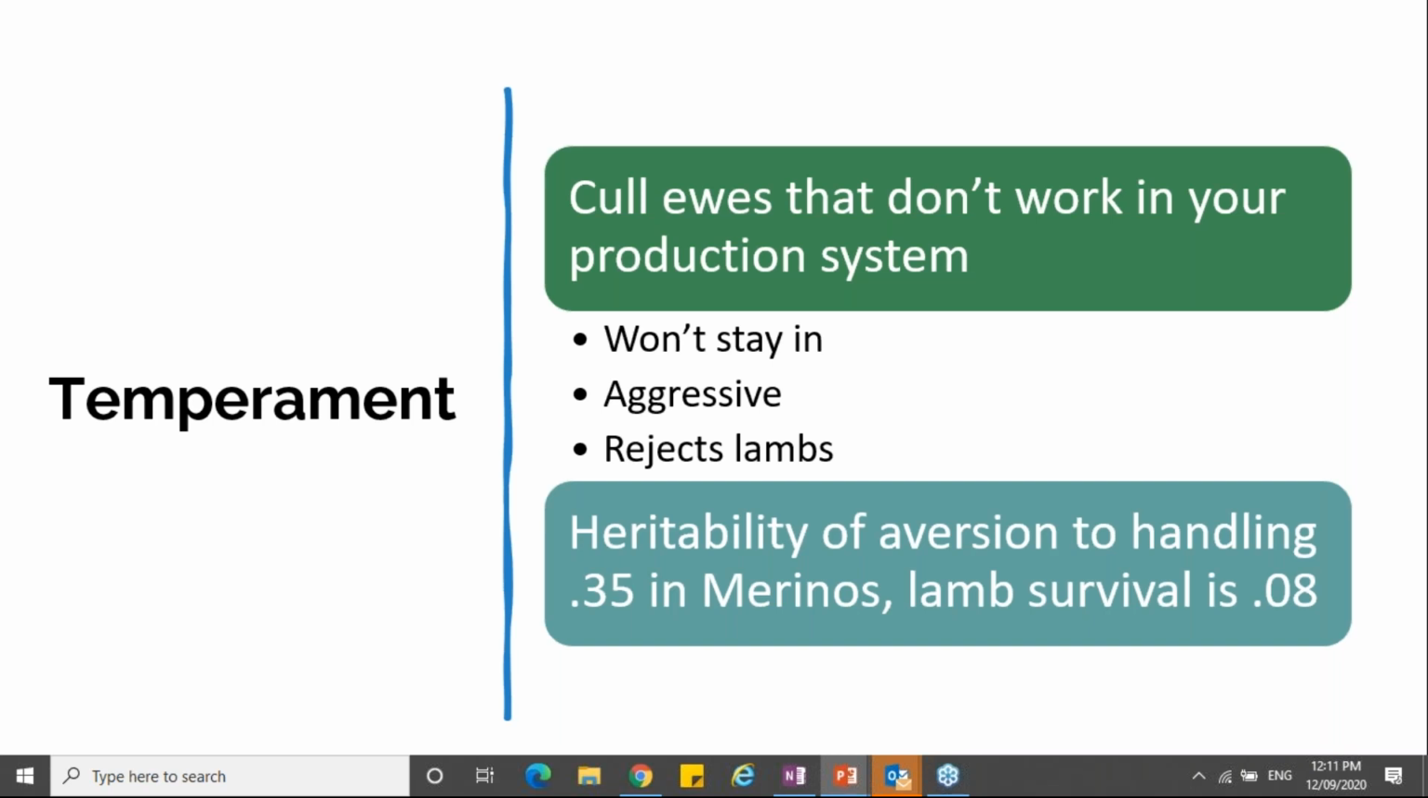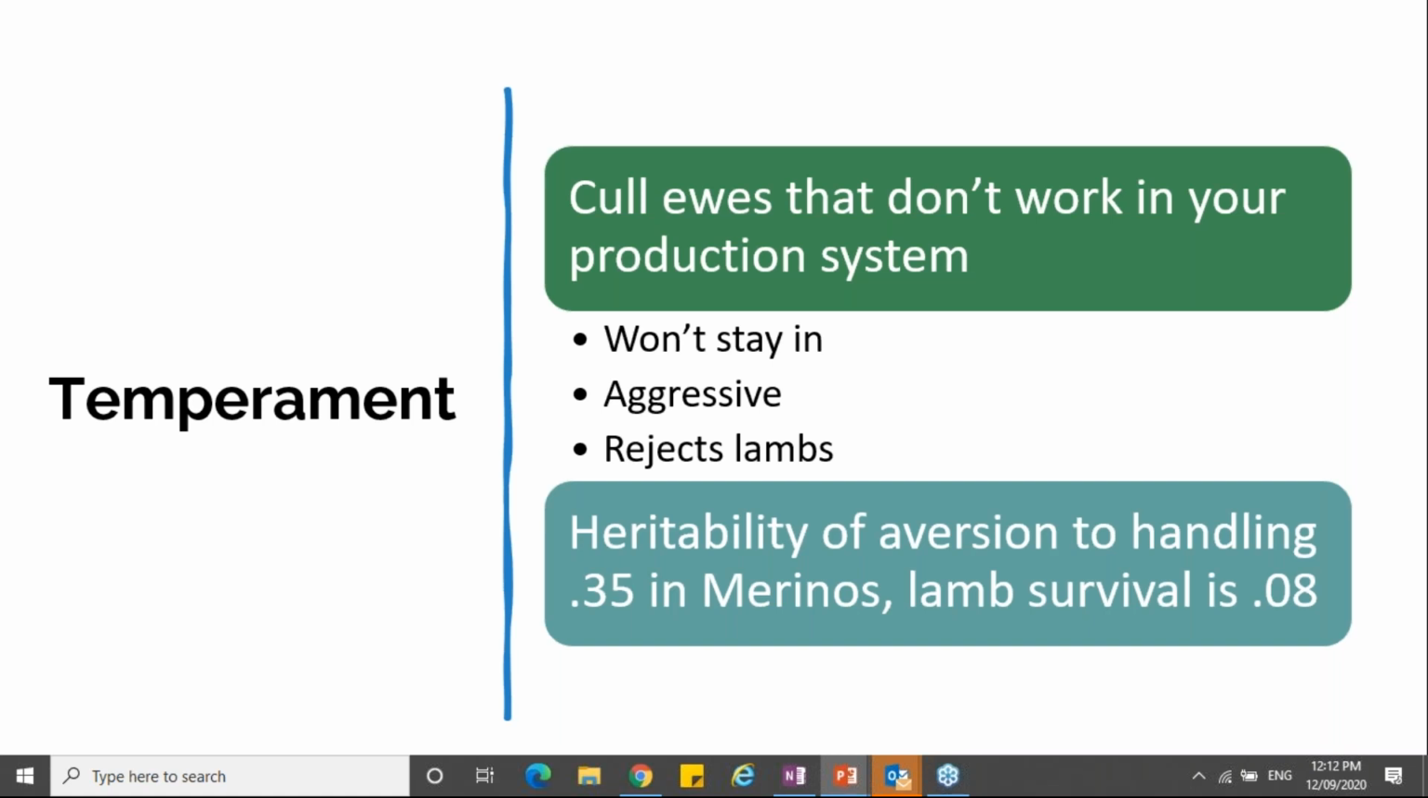And so assuming that this aversion also translates to other temperament issues, it could be a fairly heritable thing. And so when you see temperament issues, one of the questions is, should they get a second chance? One thing to be careful of is, what is the temperament problem, or is the thing that she's doing really a reflection of the ewe being protective of her lambs? Because if it is, that's actually a trait you want.